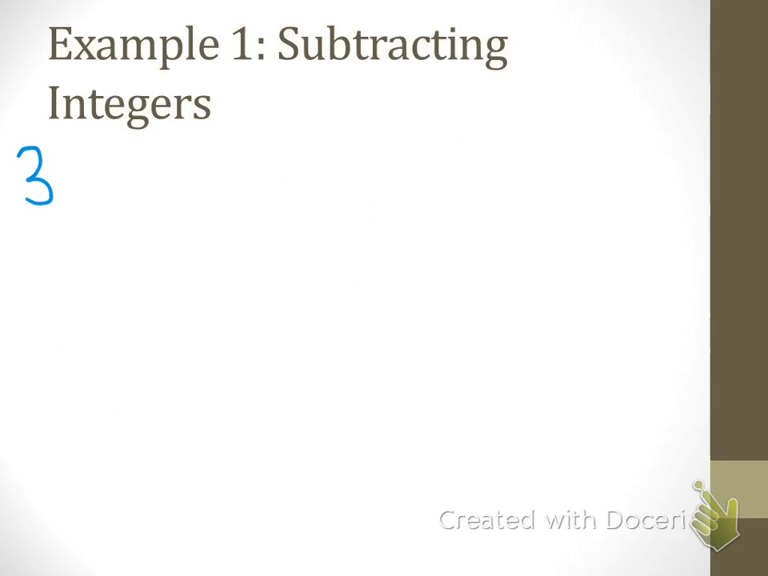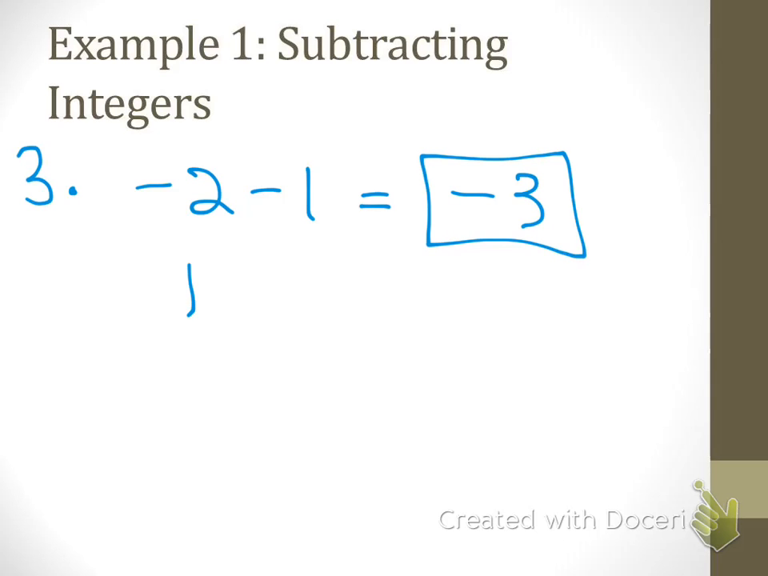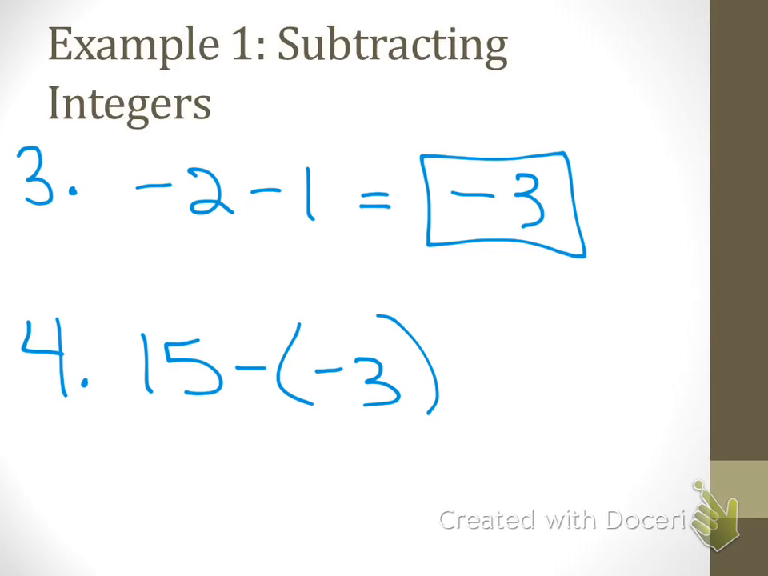All right, now in number 3, you have negative 2 minus 1. Same sign or different? Same. It's the same, so what do we do? You add them. Negative 3, add and keep. Okay? 2 is negative, 1 is negative, so add them together and keep your negative. Now in number 4, you have 15 minus negative 3. Change your double negative to a positive. 15 plus 3 is 18.